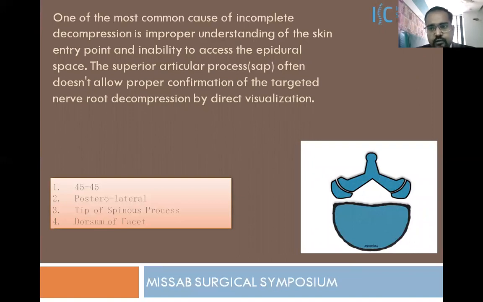So usually what we draw in all our cases is these four entry points, 1, 2, 3, 4. This is the 45-45 entry point. This is as we go from the midline more laterally. The second one is the posterolateral entry point. The next one is the tip of spinous entry point. And the last one is the dorsum of facet. How do we draw this? We'll come to this later.